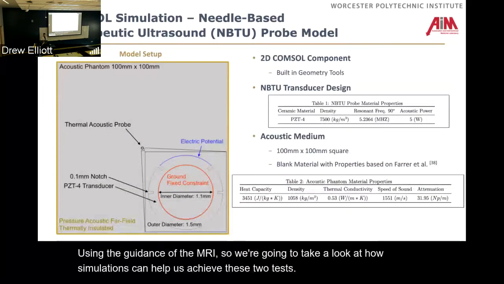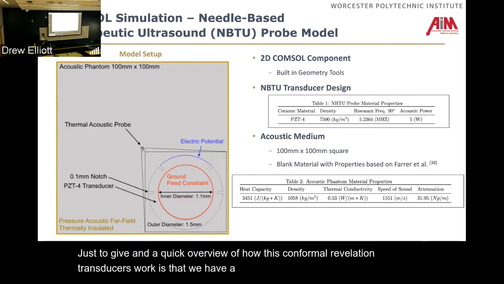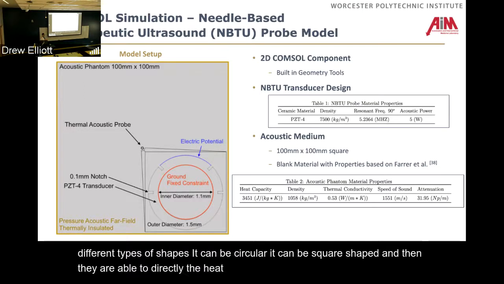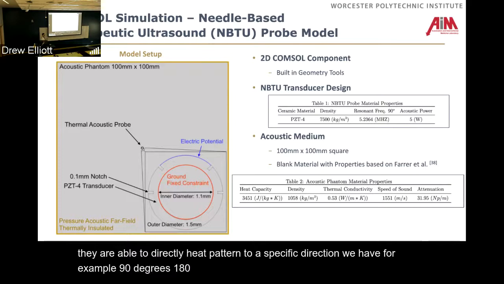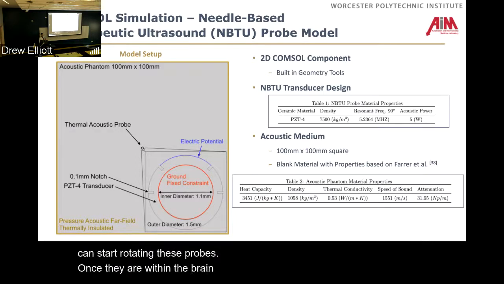Just to give a quick overview of how these conformal ablation transducers work: we have a piezoelectric piece that comes in different shapes. It can be circular, it can be a square shape, and they are able to direct the heat pattern to a specific direction. We have, for example, 90 degrees, 180 degrees, and so on, or 360 degrees. And then we can start rotating these probes once they are within the brain to have a conformal ablation of the cancer cells.